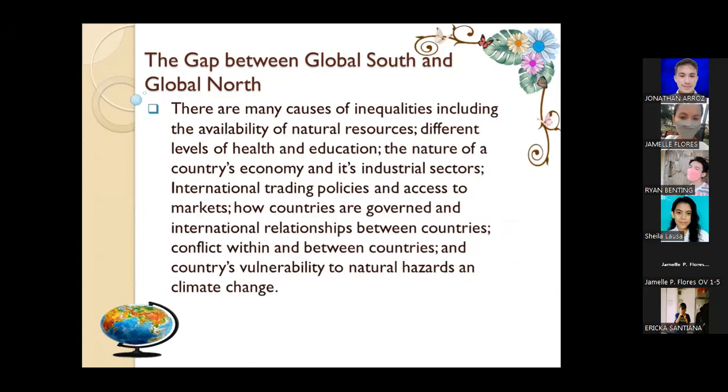There are many causes of inequalities, including the availability of natural resources, different levels of health and education, the nature of a country's economy and its industrial sectors, international trading policies and access to markets, how countries are governed and international relationships between countries, conflict within and between countries, and countries' vulnerability to natural hazards and climate change. That's all.